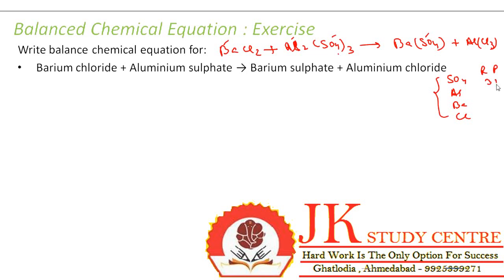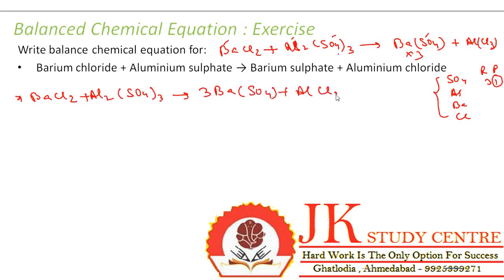So sulfate we have 3 here and we have 1 here. Correct? This is not balanced, we have to multiply this guy with 3. There are 3 sulfate, there is 1 sulfate here. So let's multiply. So what you get is barium chloride plus aluminum sulfate is equal to 3 barium sulfate plus aluminum chloride.